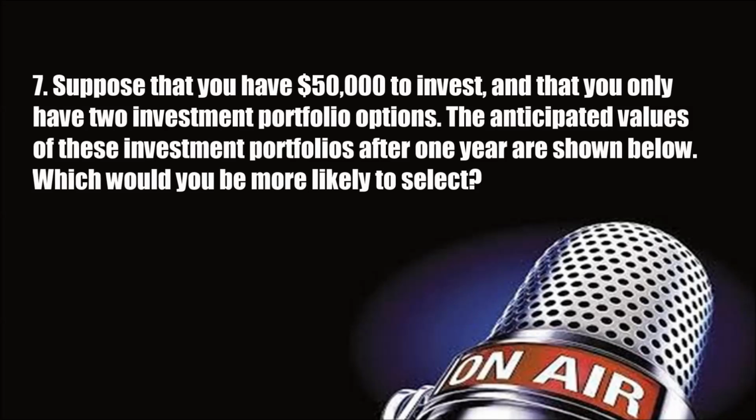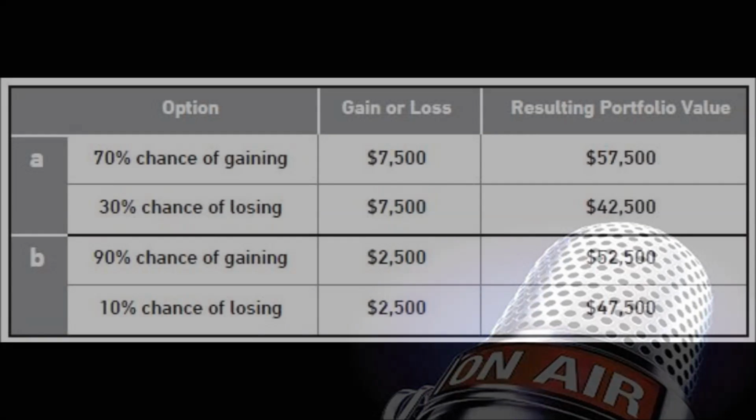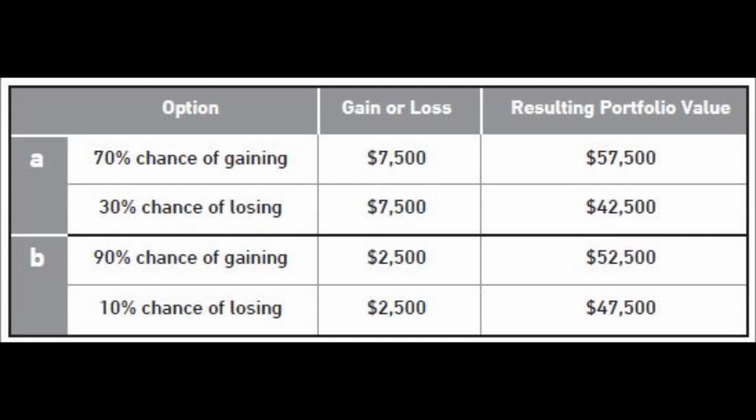Suppose you have $50,000 to invest and you only have 2 investment portfolio options. The anticipated values of these investment portfolios after 1 year are shown below. Which would you be more likely to select? So again, there's 2 options, option A or option B. Option A has a 70% chance of gaining $7,500, resulting in a portfolio value of $57,500. And it has a 30% chance of losing $7,500, resulting in a portfolio value of $42,500.